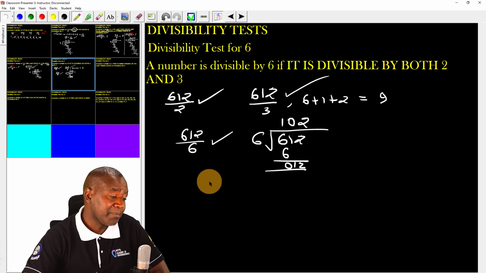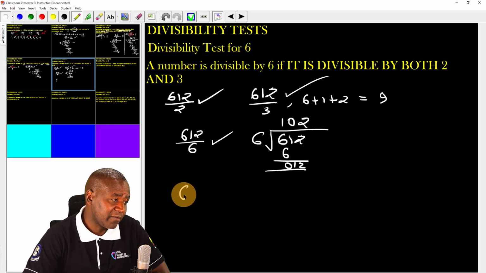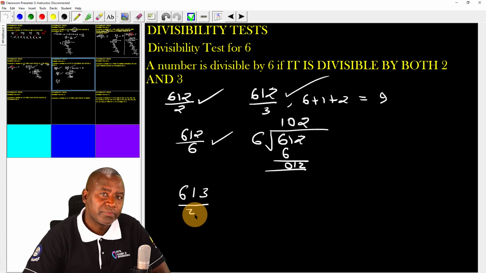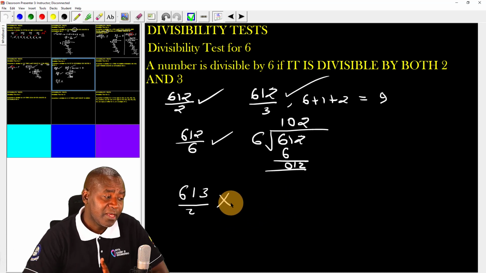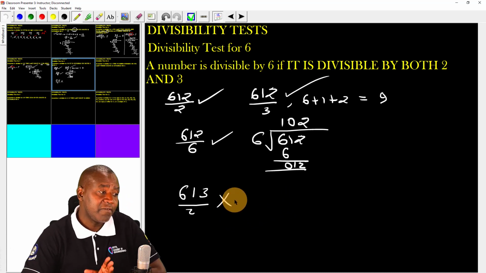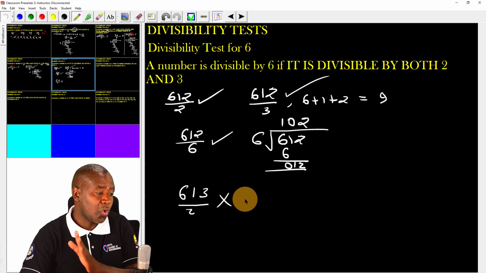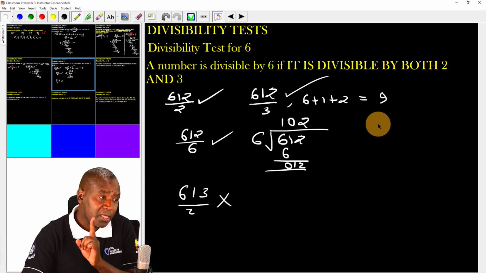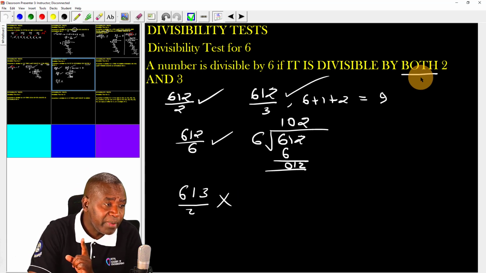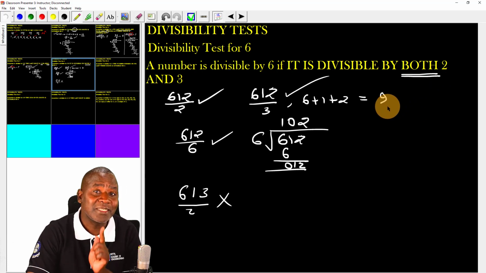We can get a number which is not divisible by 6. For example, let me look at the next number, 613. Is it divisible by 2 exactly? No. So 2 is not a factor of that. Once one of them fails, even if the other one works, we must obey this condition. You must test for both numbers.